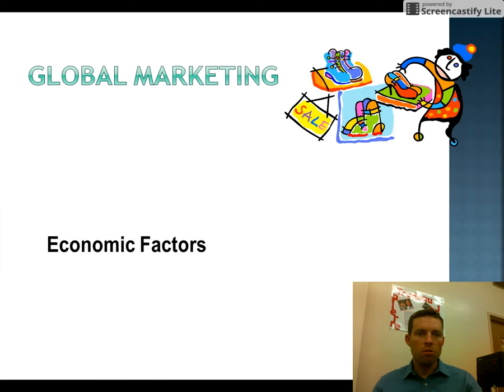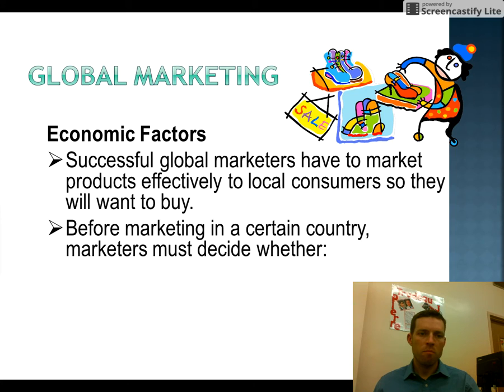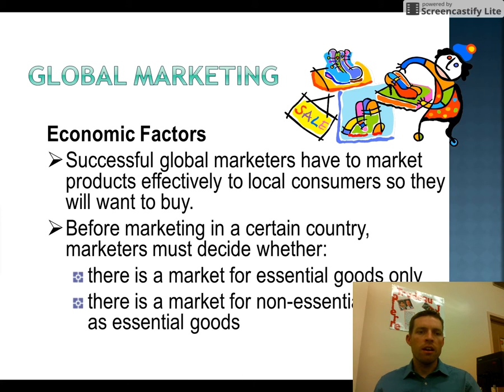Okay, now we get into global marketing. So some economic factors in global marketing. Successful global marketers have to market products effectively to local consumers so they will want to buy them. Before marketing in a certain country, marketers must decide whether A, there's a market for the essential goods only, and B, there's a market for the non-essentials as well as the essential goods.